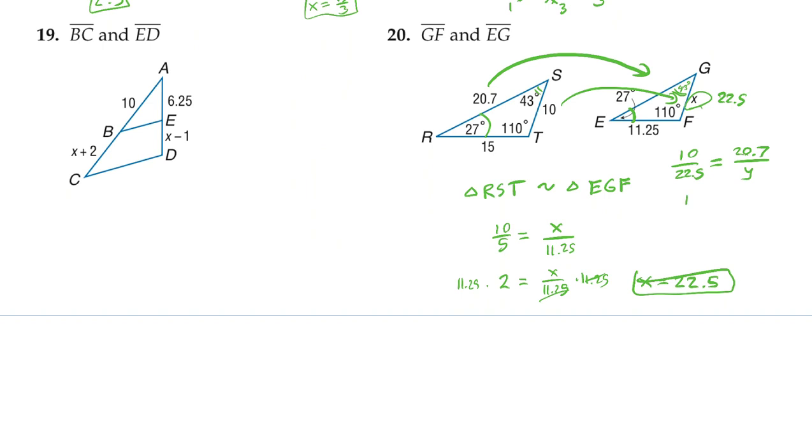So cross multiplying, I get 10y equals whatever this is. I'm just going to leave that junk for your calculator. And then we just divide both sides by 10. And we get y equals that hot mess. Okay, that's for a calculator.